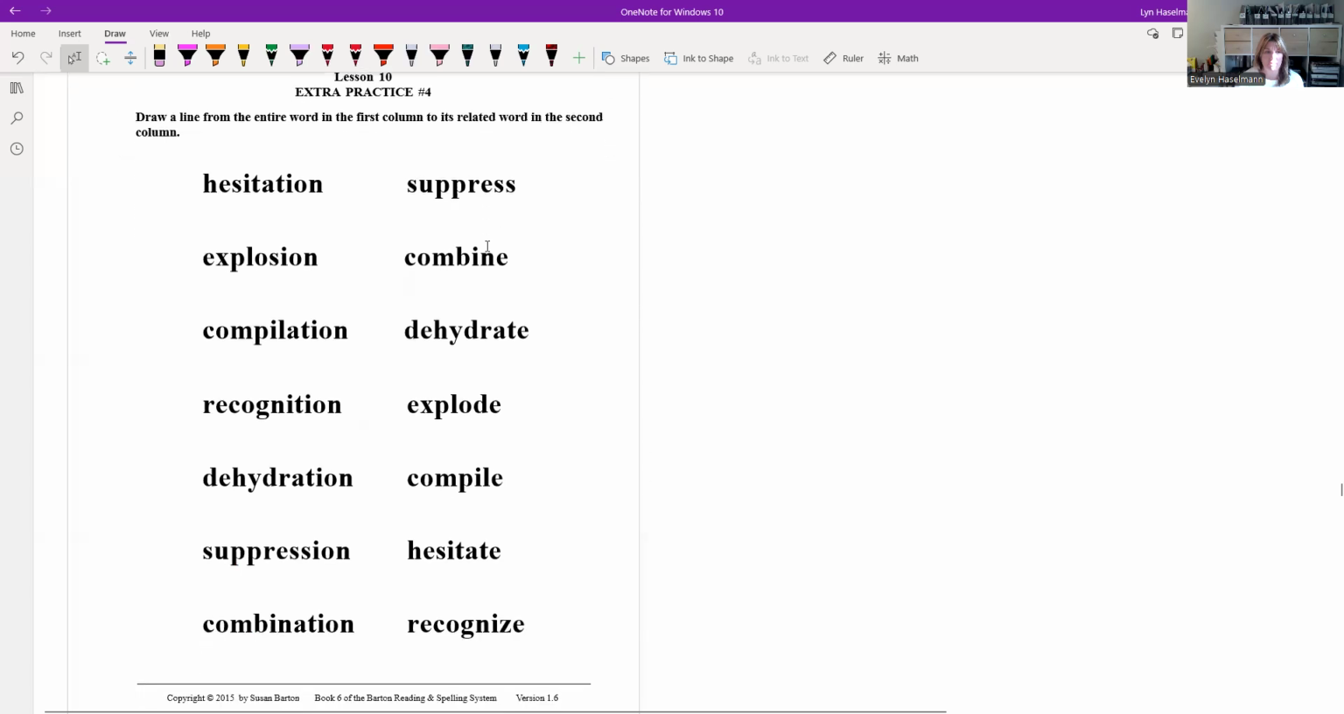All right, draw a line from the entire word in the first column to its related words. So we've got hesitation to hesitate, explosion to explode, compilation to compile. This is a tricky one for kids. Recognition to recognize, suppression to suppress, and combination to combine.